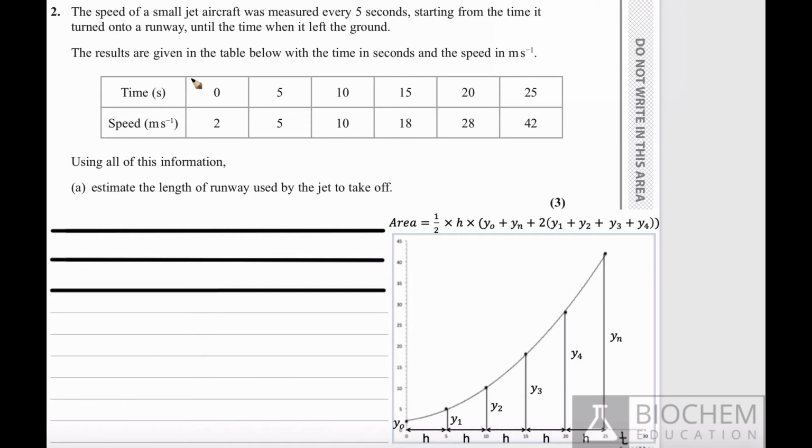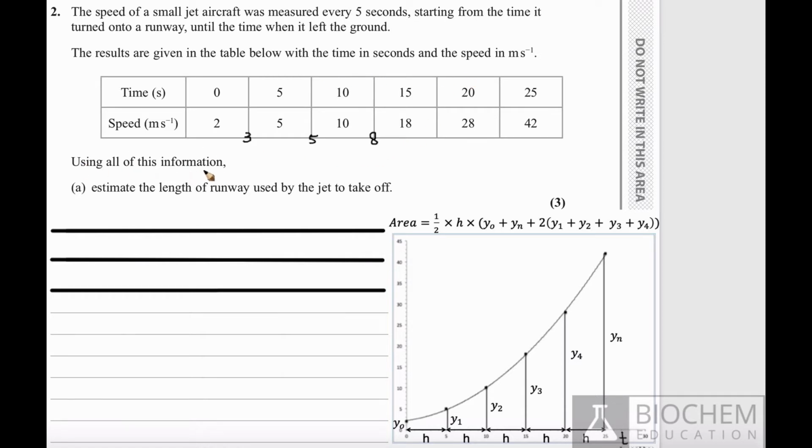Here is a table showing time which increases by 5 seconds, and it also shows speed of the aircraft also increasing. But the increase in speed is not proportional. In the first 5 seconds, the speed increases by 3 meters per second, and then it increases by 5 meters per second, and then it increases by 8 meters per second. So the speed of the aircraft is increasing by increasing amount for every 5 seconds on the runway.